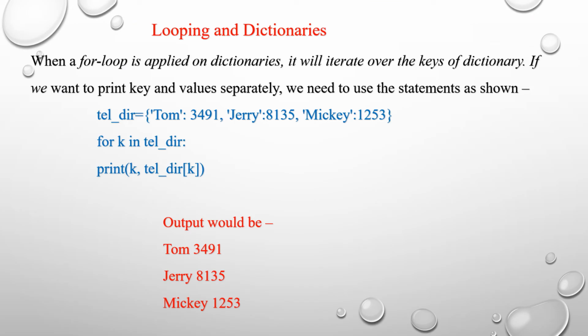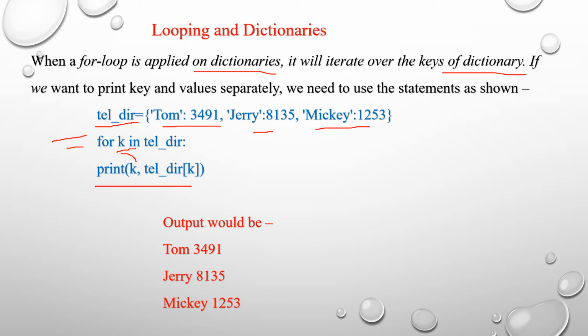When a for loop is applied on a dictionary, it will iterate over the keys of the dictionary. If we want to print the keys and values separately, we need to use the statement as shown. For example, this is my dictionary. I name it tell_dir, and the dictionary items are Tom, Jerry and Mickey. After that, I am going to specify one loop, for, and I name the loop variable k, in tell_dir.